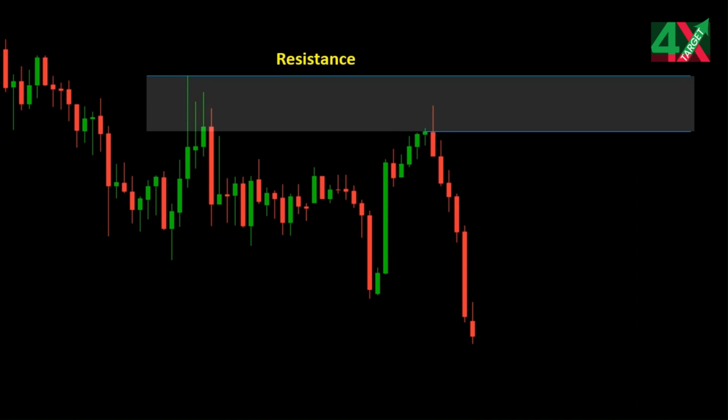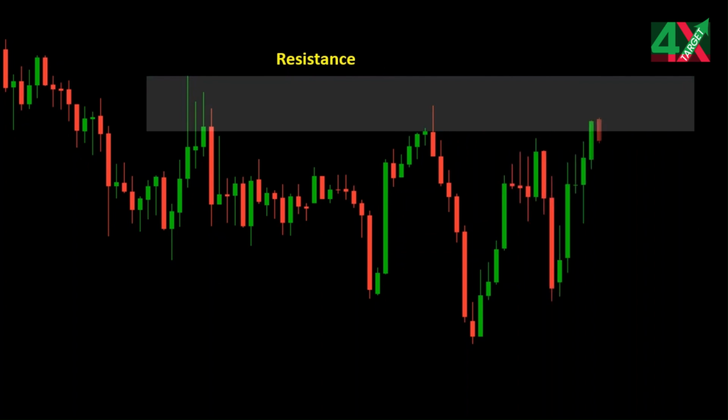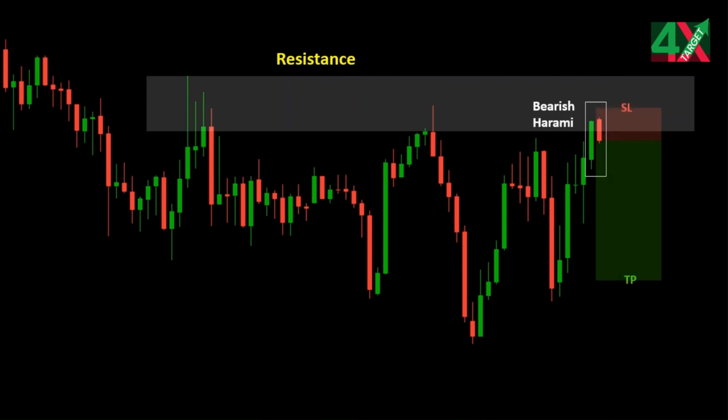In this example, the price was rejected multiple times from the same zone, forming a solid resistance level. Once this resistance is clearly identified, we wait for the price to pull back to that zone. A bearish harami pattern formed upon retest. This becomes our entry point for a sell position. And as the chart shows, the price made a significant move downward from that resistance, offering a great opportunity.